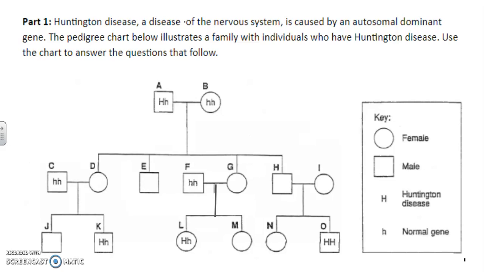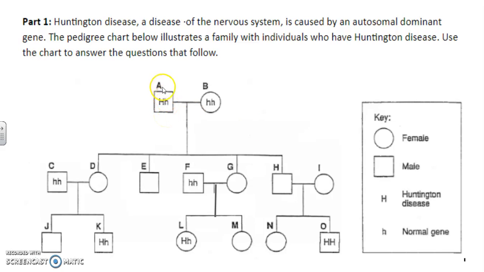All right, before we start looking on and seeing how Huntington's disease is being passed on in this family, let's take a look at our key to see what information is given there. All right, so the key is showing us that a circle is a shape used to represent females or girls, and a square is the shape used to represent males or boys.